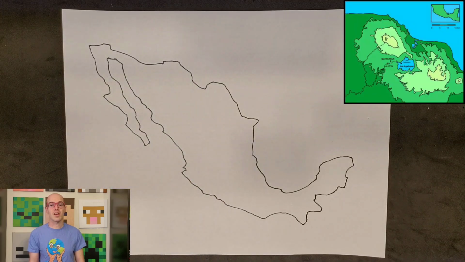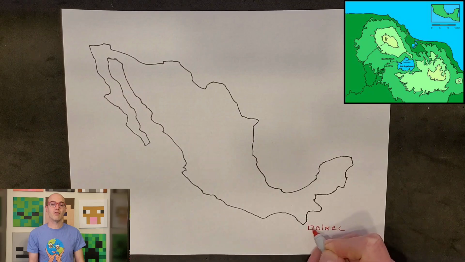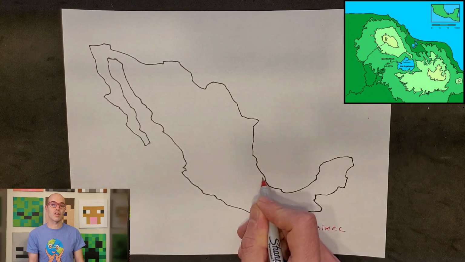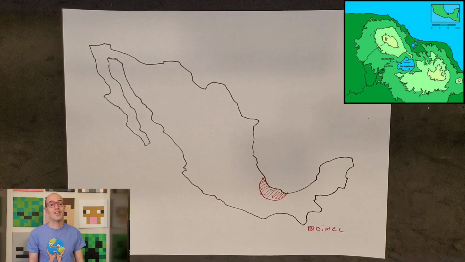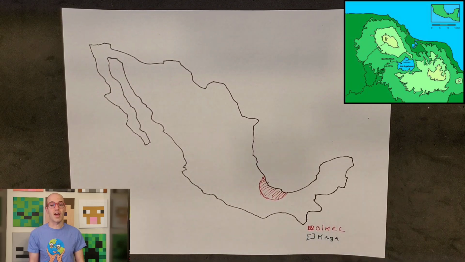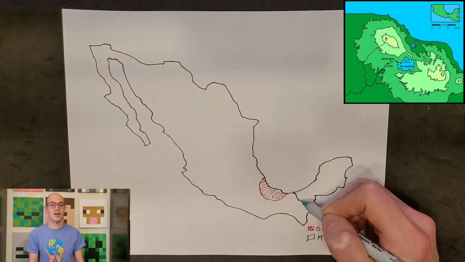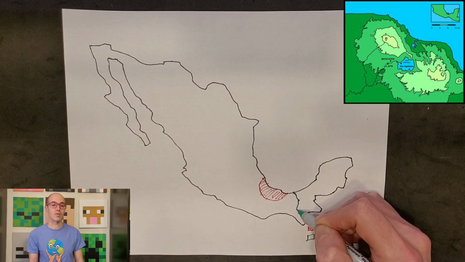Our story begins in ancient times, where various indigenous civilizations such as the Olmec, Maya, and Aztec thrived. These early civilizations established the foundation of what would later become modern-day Mexico.